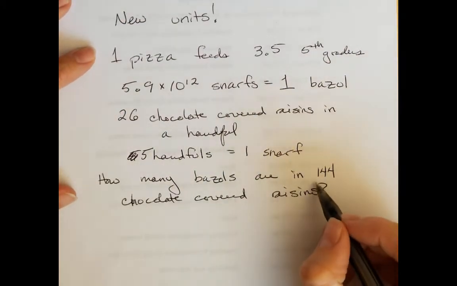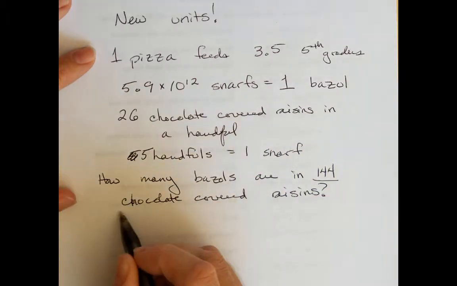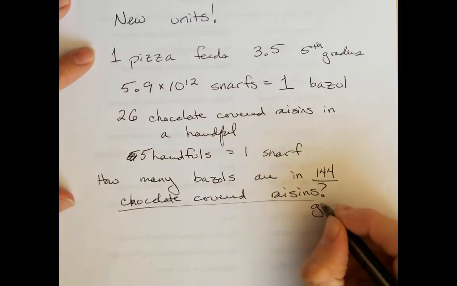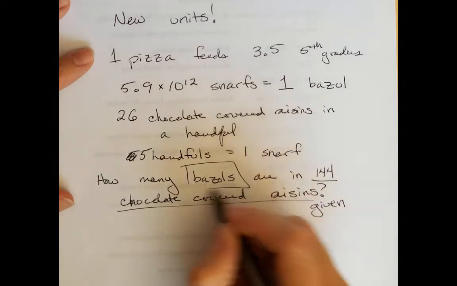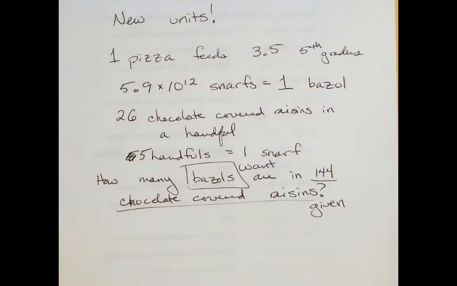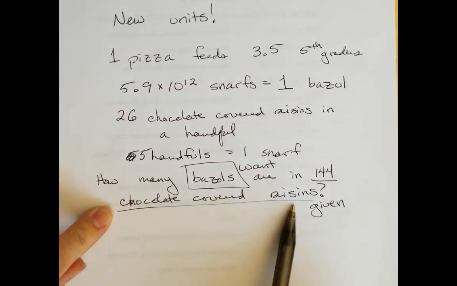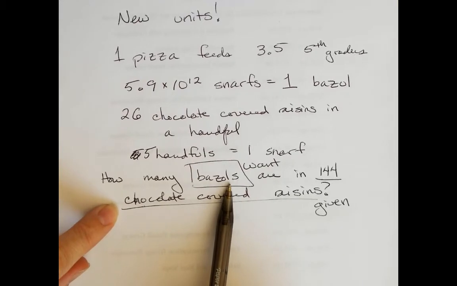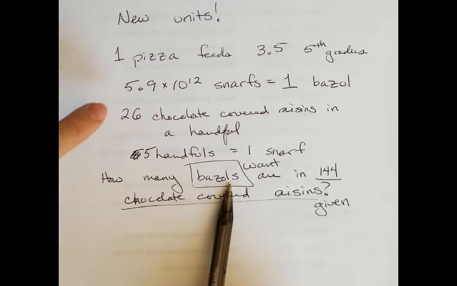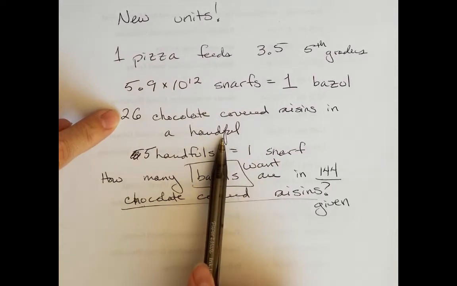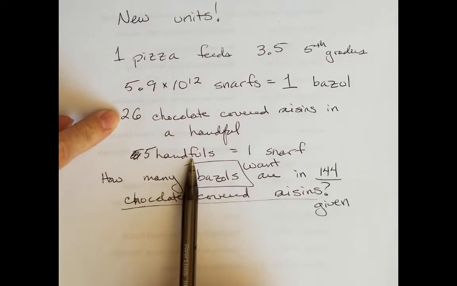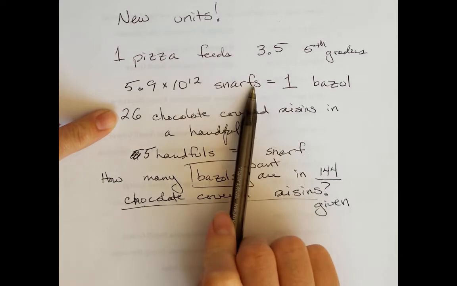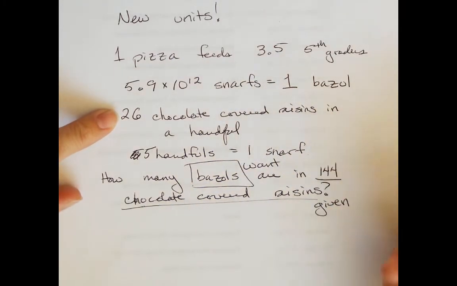So we are going to take a look at wherever this number is, 144 chocolate covered raisins. This is my given. This is what I want. This is my end unit. So how am I going to get from point A to point B? So the first question is, do I have something that can just go from the raisin to the bazole? And the answer is no. But I can go from raisins to a handful. I can go from a handful to a snarf. And I can go from a snarf to a bazole.